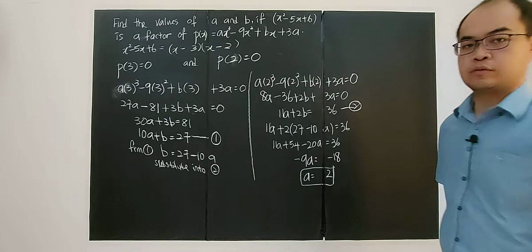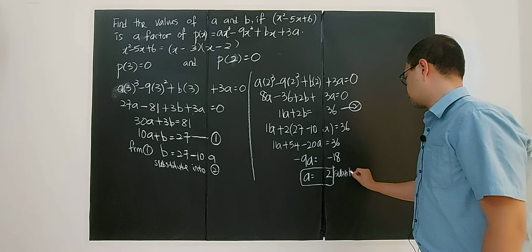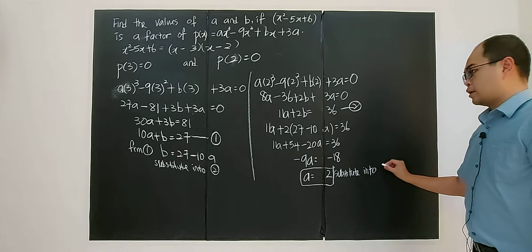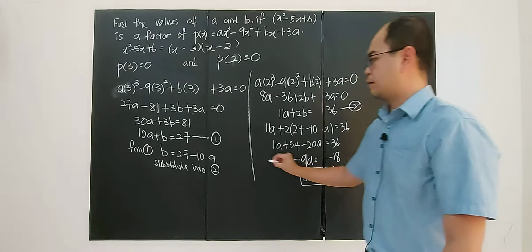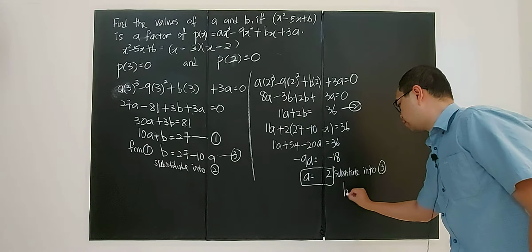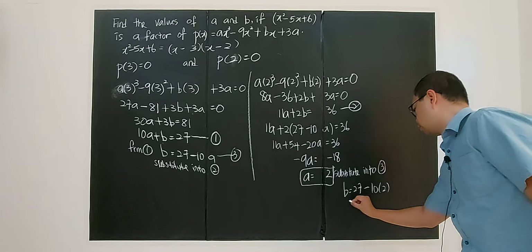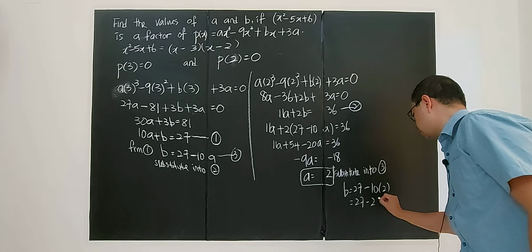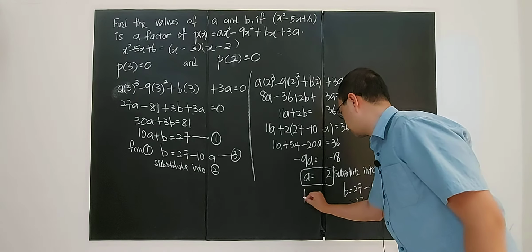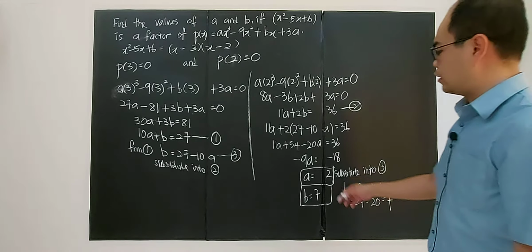A to be 2. So same thing, you substitute back into equation 3. Okay, I name this as equation 3. So into 3, you have b equals to 27 minus 10 times 2, which is 27 minus 20, and you have 7, right? So b is equal to 7, right? So from here you can find your value of a and b.